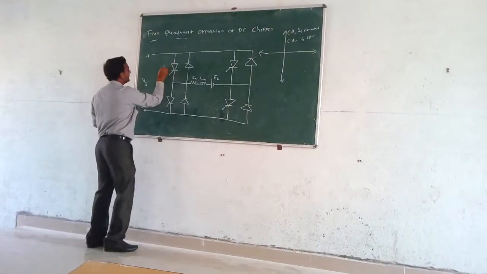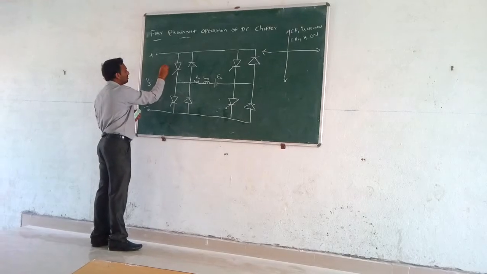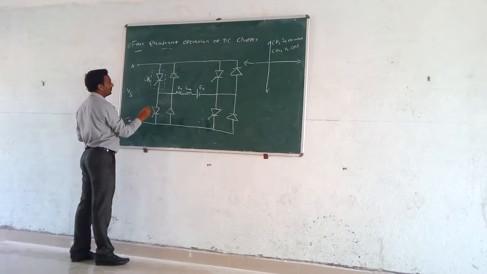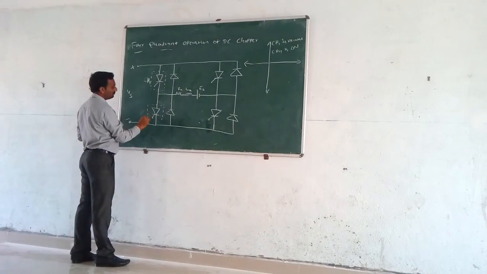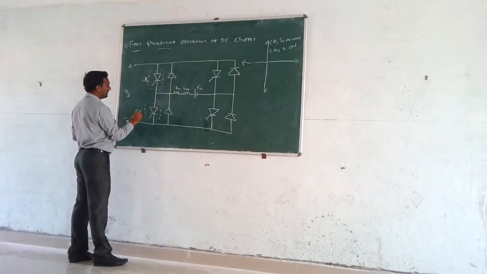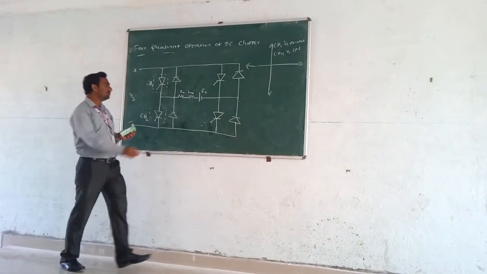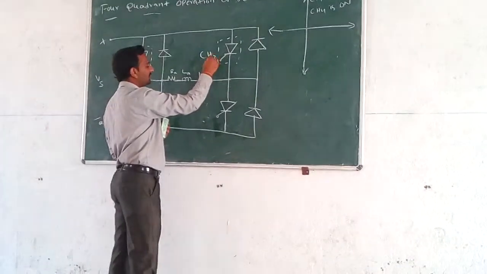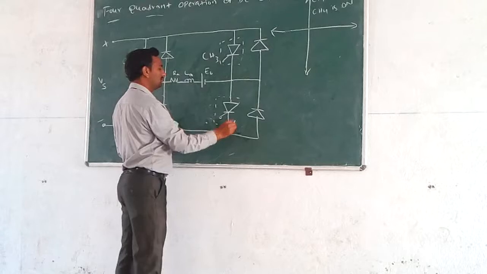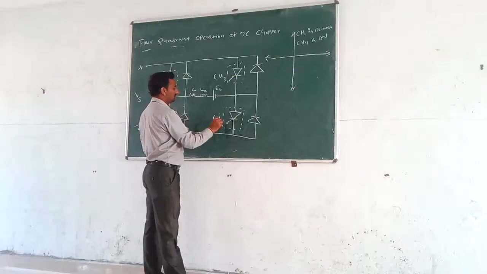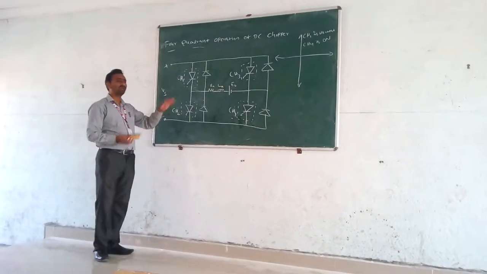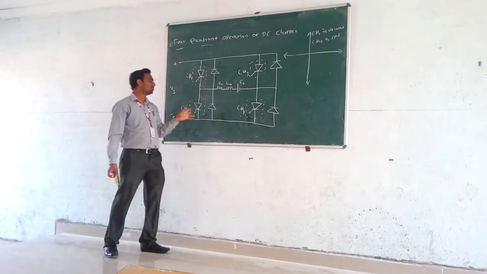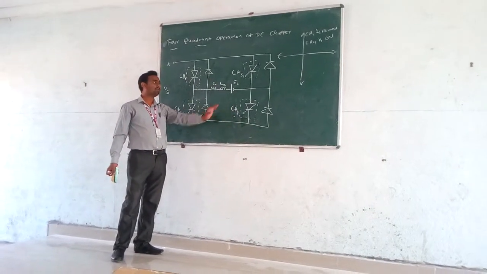This is CH1, chopper 1. This is CH2, chopper 2. This is chopper 3, CH3 and CH4. So these are the four choppers. For getting four quadrant operation, we require four choppers: chopper 1, chopper 2, chopper 3 and chopper 4.